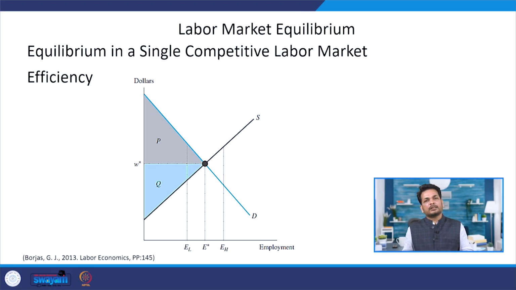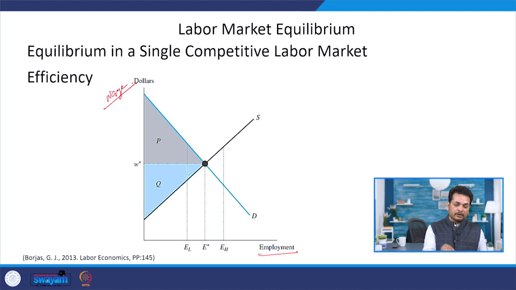Now, when we talk about this neoclassical model, another implication of this neoclassical model is that it attains efficiency; it allocates the resources in the most efficient way. Now, how it happens, let us try to understand. We have taken employment on the x axis and wage on the y axis, with this supply function and demand function, the economy is at equilibrium at the wage rate W star and the economy is employing E star amount of employment.